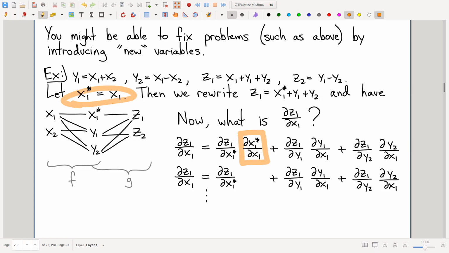x1 star is x1. That's kind of the whole point here, that I don't actually want to change the question. So x1 star is x1. So that partial derivative is just 1. And so that factor just disappears. That's very convenient.